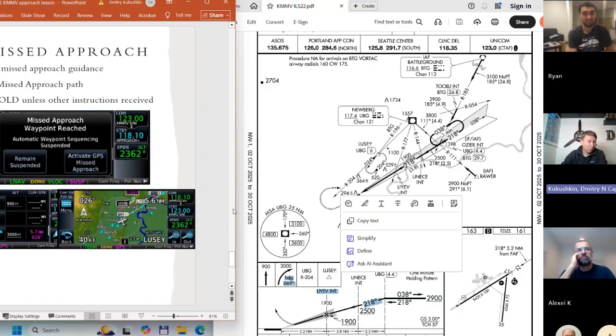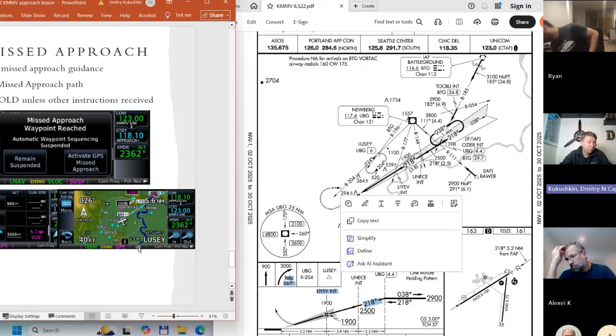Okay, now missed approach. In most airplanes, the 650 will require you to activate that GPS missed approach by pressing this button. Once you do, you will get sequencing: climb, then intercept a heading, then direct Lucy, and the missed approach segment will be highlighted in pink. This screen is great for additional situational awareness. You know where you're flying, you know where you should be flying.